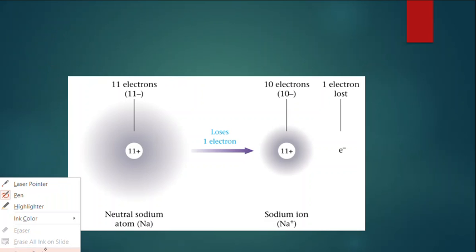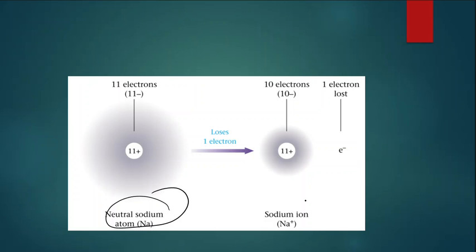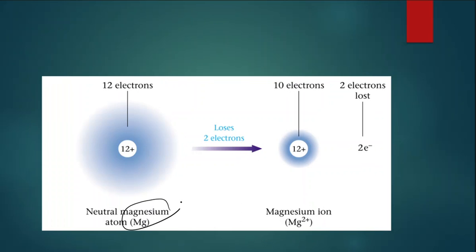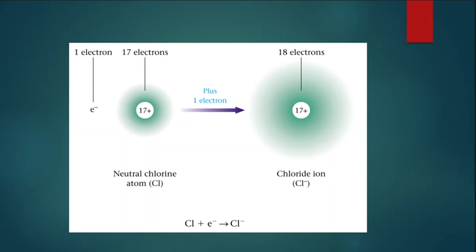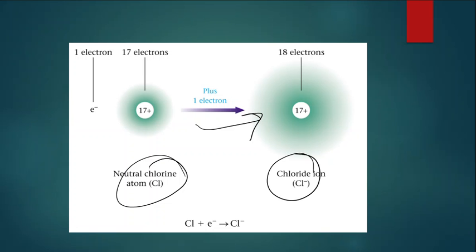So if you are sodium and you lose an electron, you're still going to be called sodium. But if you're magnesium and you lose 2 electrons, you're still magnesium. But if you're chlorine and you gain an electron, now you're going to be called chloride. Chloride.